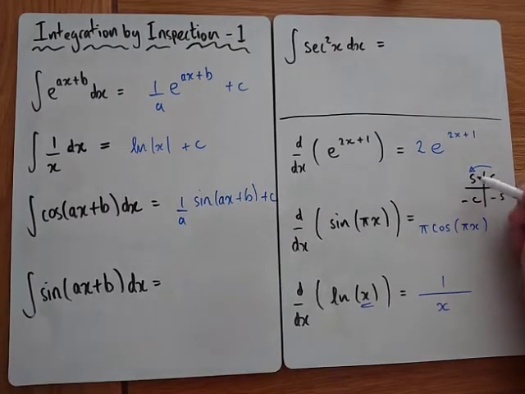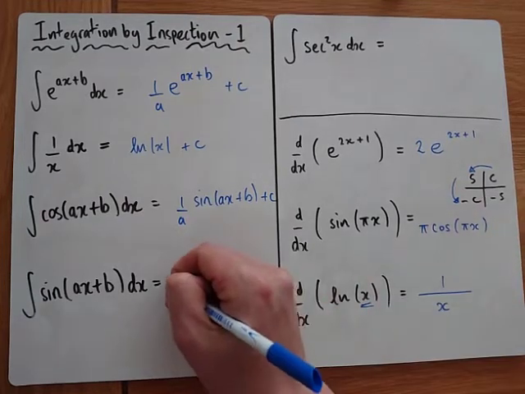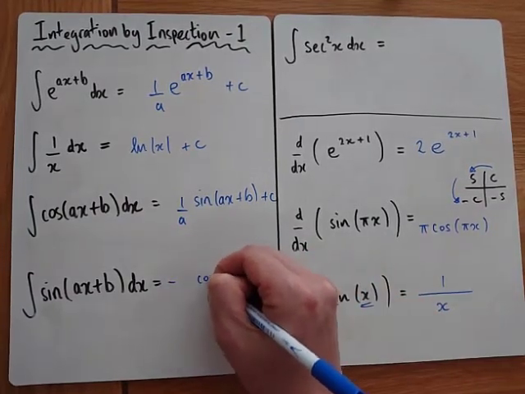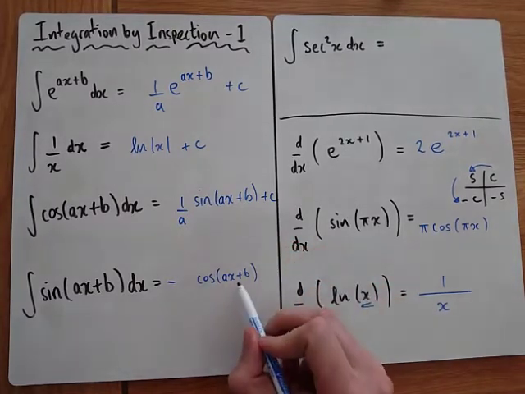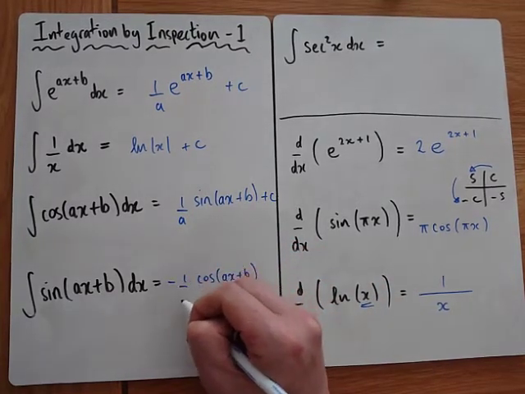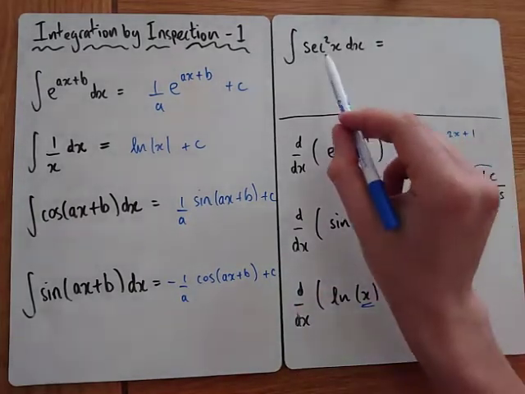Sine, okay, so we're going anti-clockwise because we're integrating. Sine, we go to negative cos. Angle stays the same. Divide by the a, because we are integrating. Last one, sec squared.